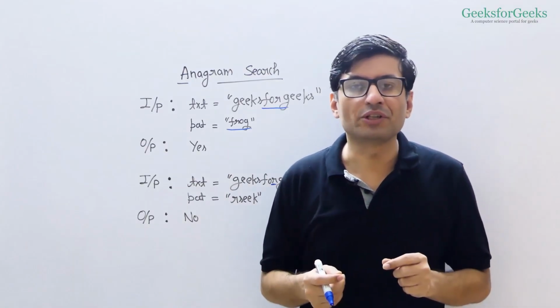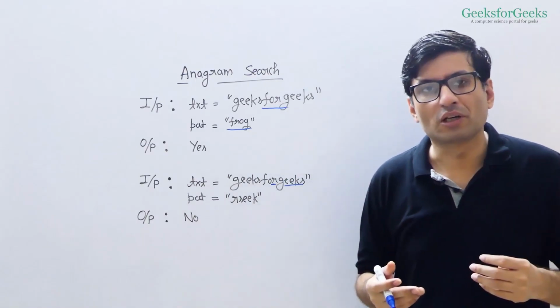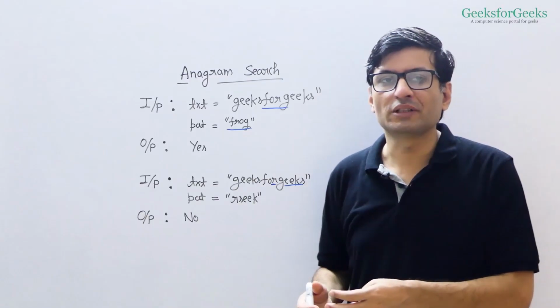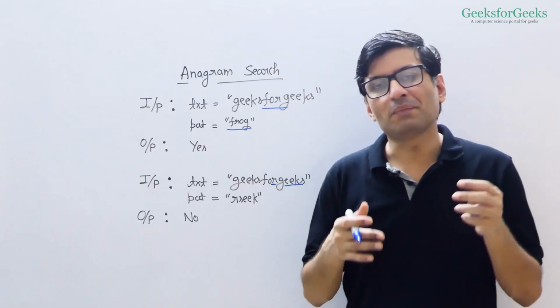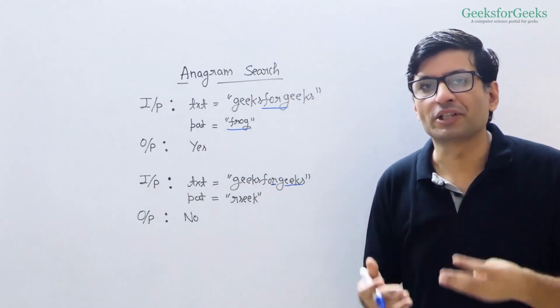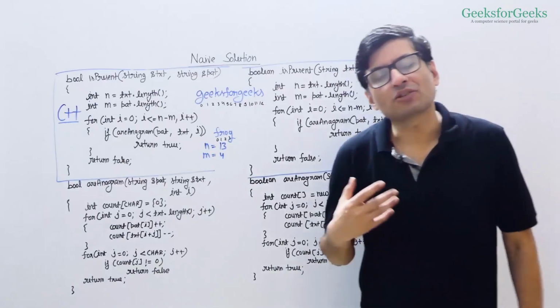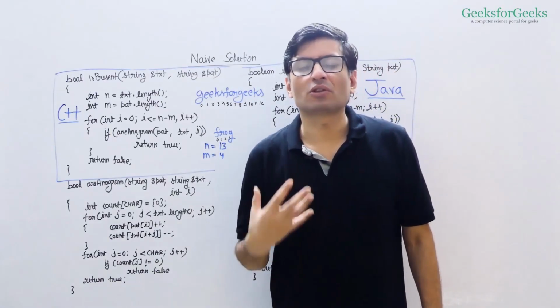Now please pause this video and try to write a program that takes a pattern as an argument and a text as an argument. It returns true if the pattern is present or any of its permutations is present. Otherwise, it returns false. Let us first talk about the naive solution to solve the problem.